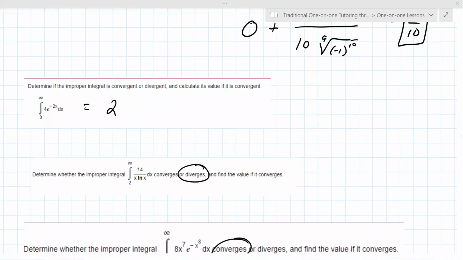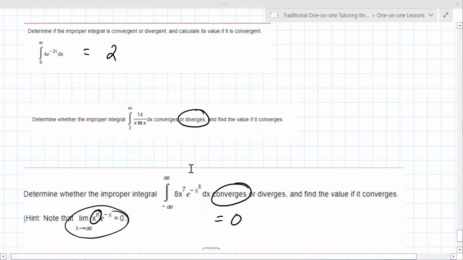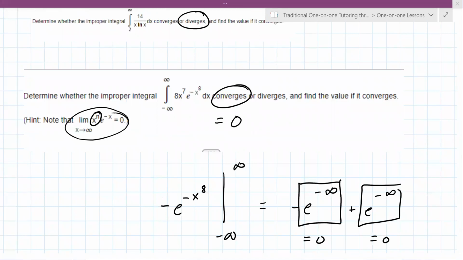20 diverges. Yes. Okay. And 21, we got 0. All right, let's submit this. Submit. There we go. We got 80%.